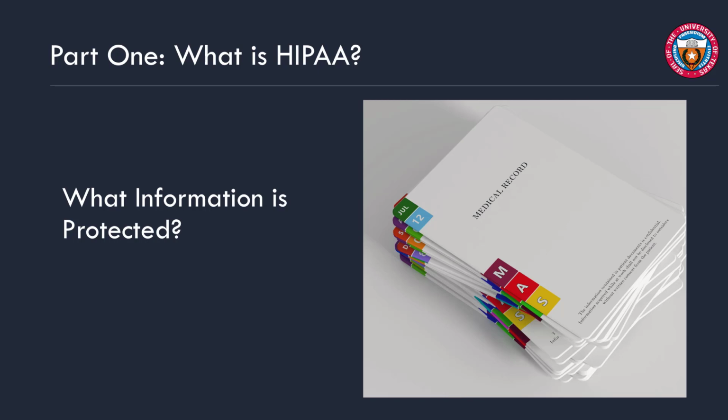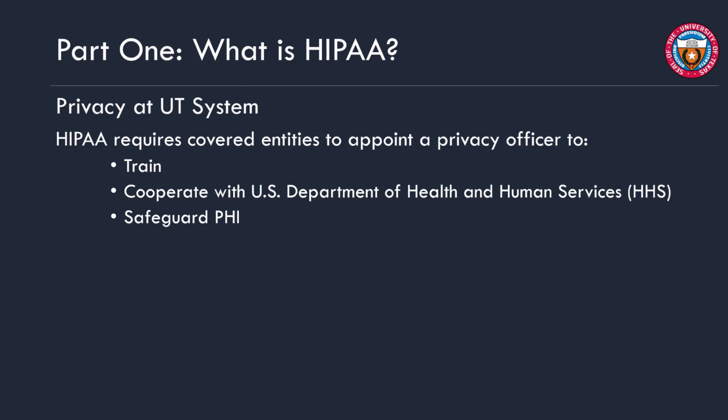HIPAA requires covered entities to appoint a privacy officer to train or arrange for the training of all staff and any other workforce members of the offices within the UT System healthcare component regarding system privacy policies and procedures, facilitate and cooperate with investigations initiated by the Secretary of the Department of Health and Human Services, and safeguard PHI through the creation and implementation of policies.